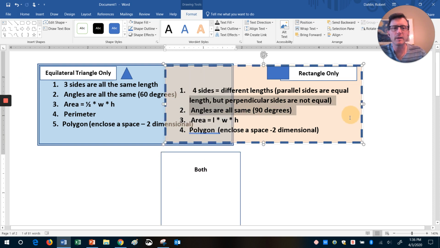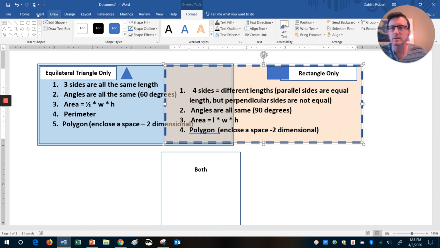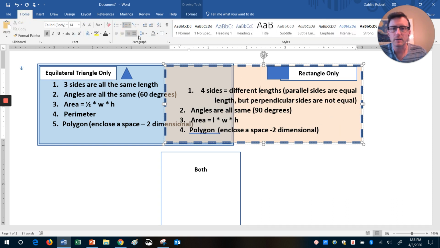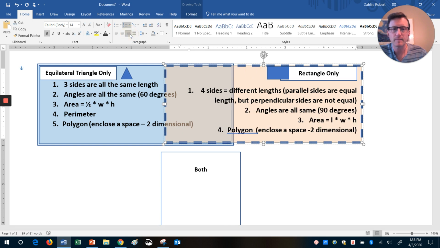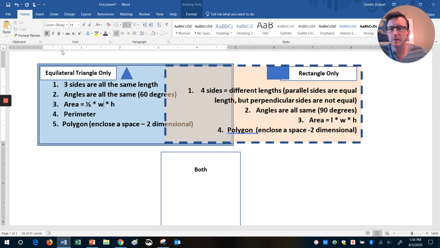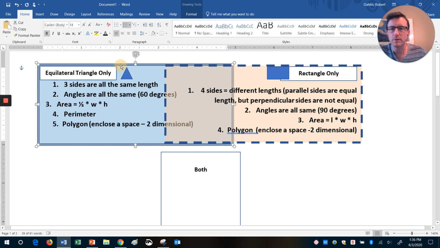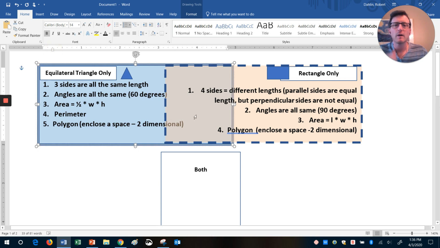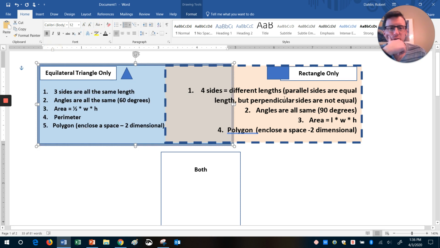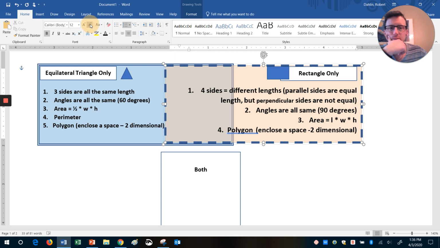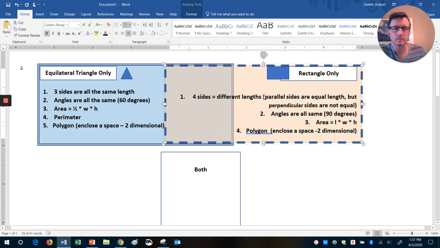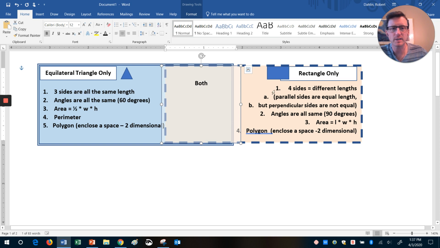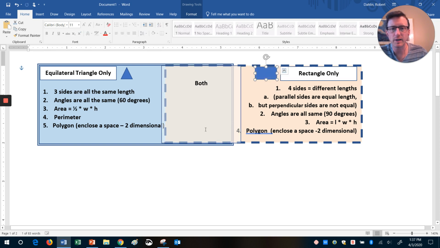I'm going to change my alignments here for things to make it a little easier to look at. I'm going to also change up the size, okay, and my margins. Oops, I'm going to do the whole thing, not just one. And make them a little bit smaller so they don't run into the other spaces. Okay. So things that are both true for rectangles and for equilateral triangles.